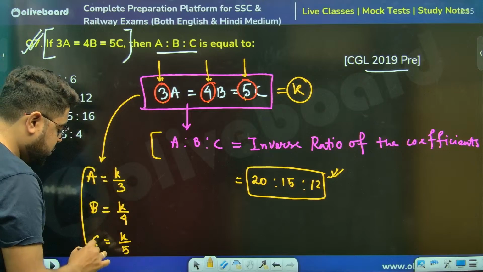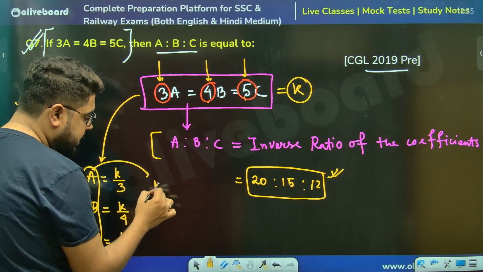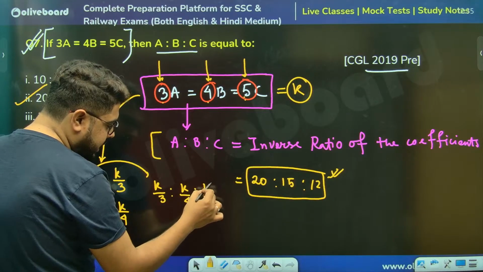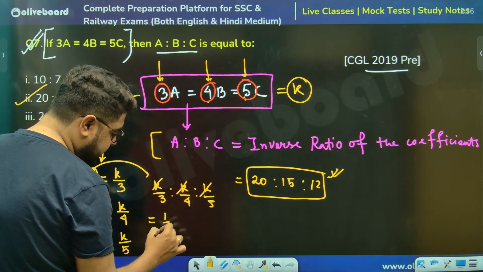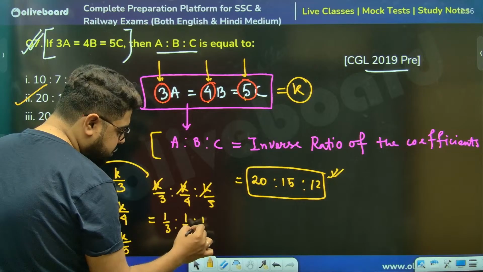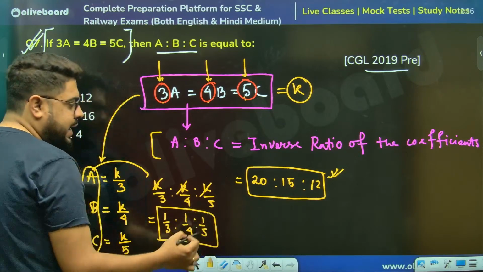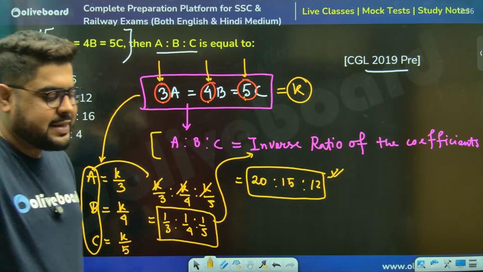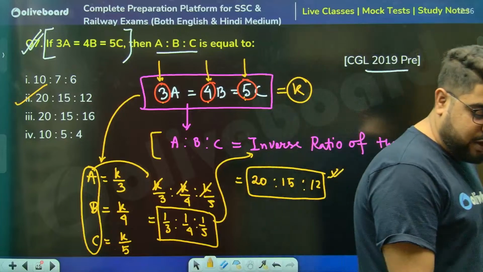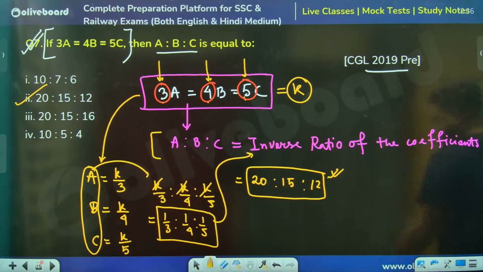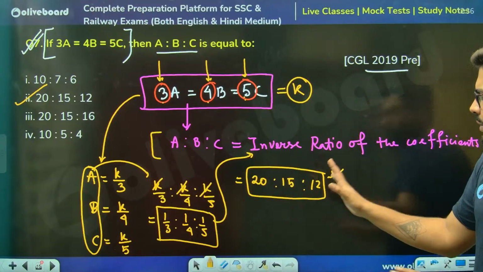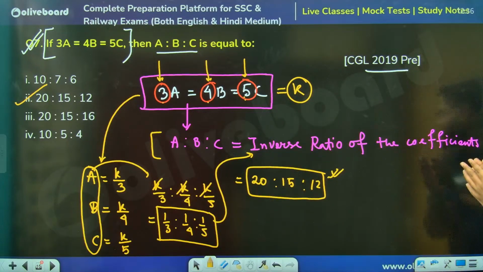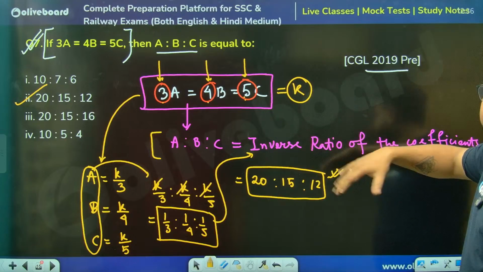Sir, A ratio B ratio C will be what, sir? K by 3 ratio K by 4 ratio K by 5. K cancels, sir. So it is 1 by 3 ratio 1 by 4 ratio 1 by 5. And as far as I know, this is called the inverse ratio of coefficients. You see why I'm saying this? You are getting my point. Why am I asking you to do this? Because this concept will be repeated many times.